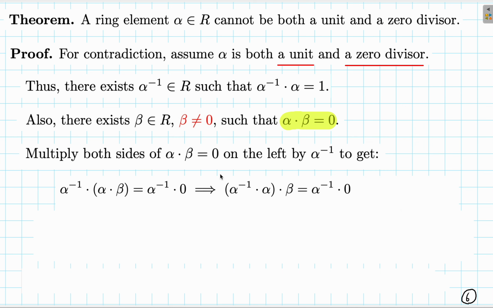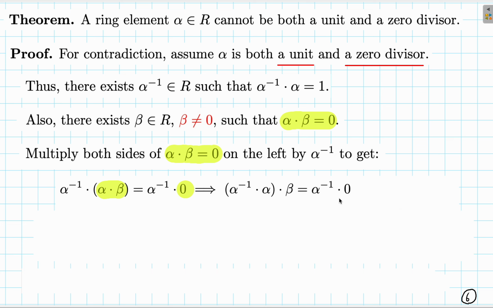What do we get? Well, let me just highlight the original equation here. So we have alpha times beta equal to 0, and then we multiply both sides on the left by alpha inverse, and then we use the associative law to regroup this side of the equation. So we're left with alpha inverse times alpha times beta is equal to alpha inverse times 0.